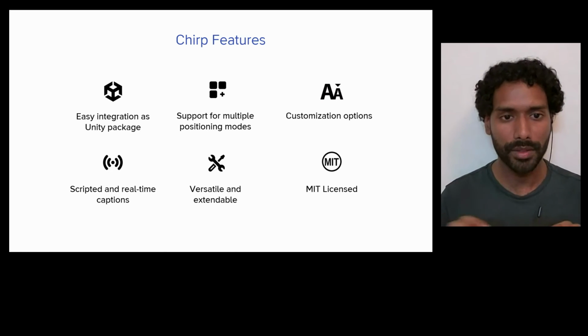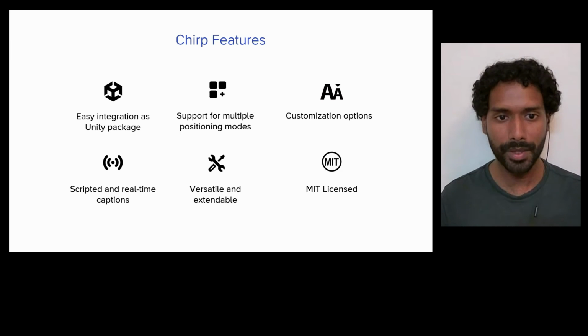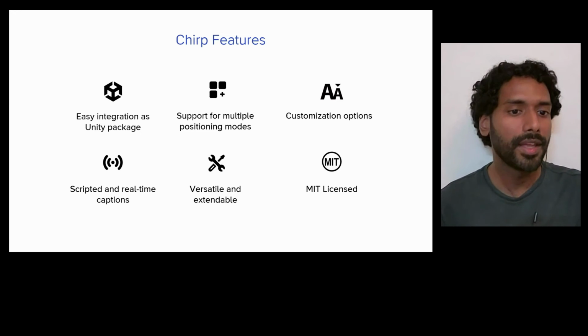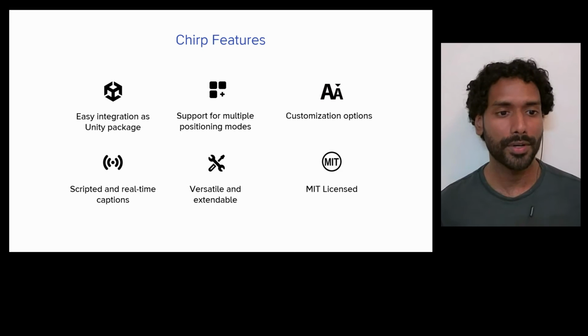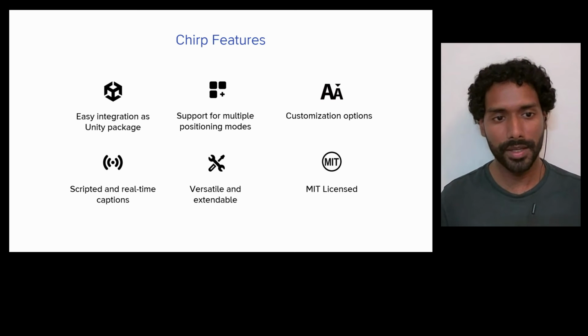Each module builds on the base framework of Chirp. So it's quite easy to add a new positioning mode to Chirp. Chirp has a lot of customization options, like you saw before. And Chirp has support for scripted and real-time captions.